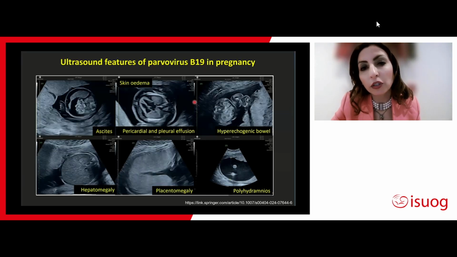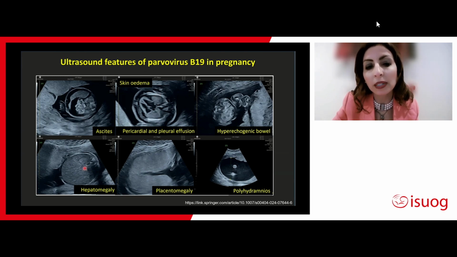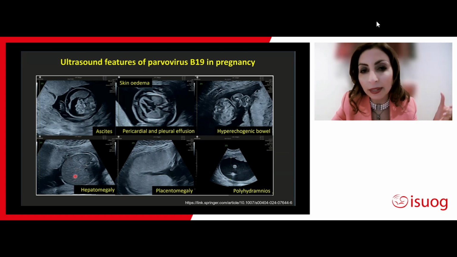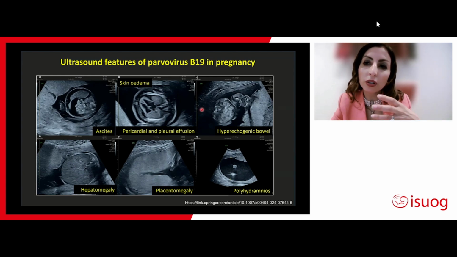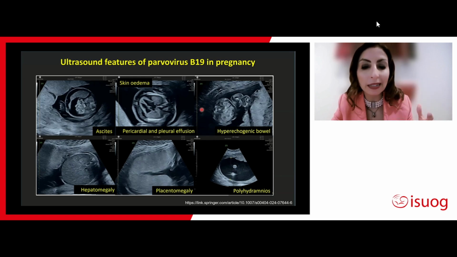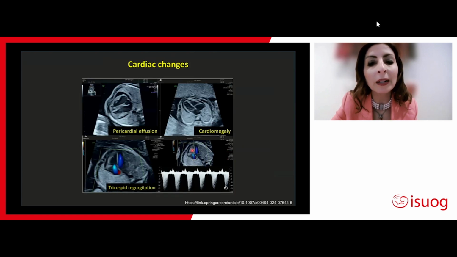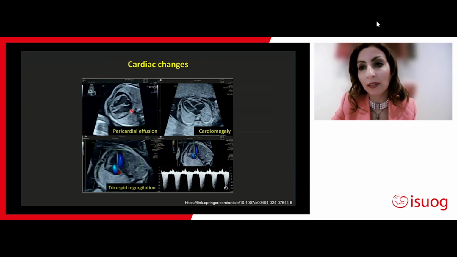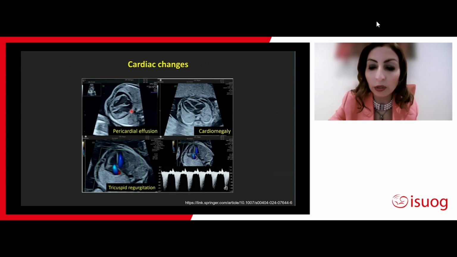If you look at the ultrasound features of parvovirus B19, it often presents with severe fetal anemia resulting in fetal hydrops. Sometimes you see hepatomegaly and placentomegaly. Sometimes you will have echogenic bowel. So some of these features do overlap between one infection and another, so they might not necessarily be very specific. Also, sometimes you have polyhydramnios if the baby is severely anemic. In parvovirus, you can also have cardiac changes because they can sometimes have heart failure, so they can have cardiomegaly, pericardial effusion, and tricuspid regurgitation.